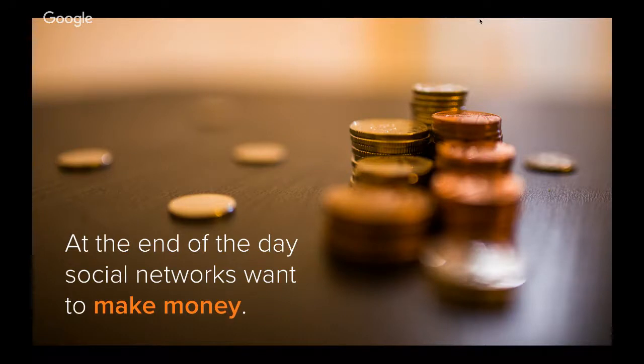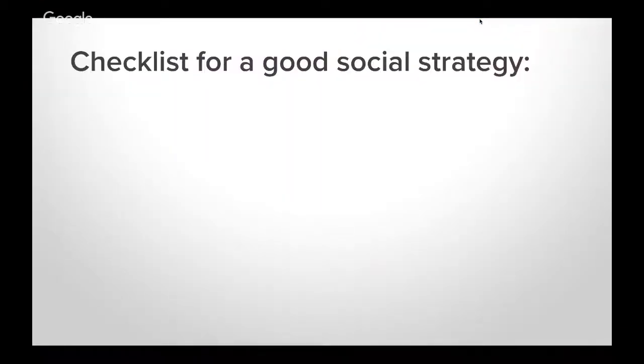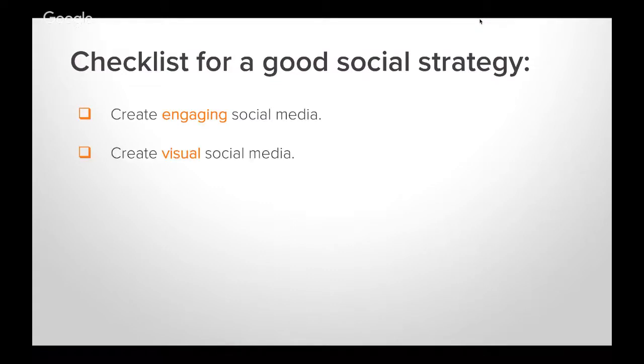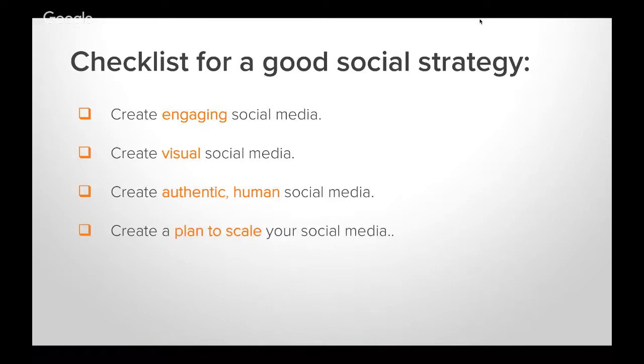So knowing that, we want to talk about what we want to make sure that we have in a good social media strategy. What does our checklist look like based on what we just discussed? So a good social strategy has engaging social media, it has visual social media, it has authentic and human social media, and then it's scaled up to actually make sure that we can keep doing what we're doing, but getting more results out of the same amount of content. So now let's start by actually talking about the foundations of a good strategy.